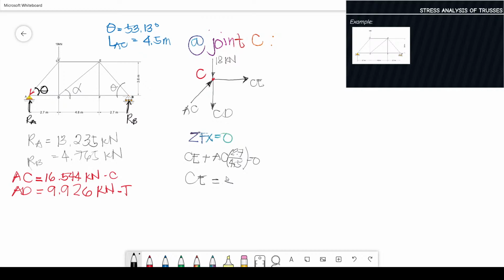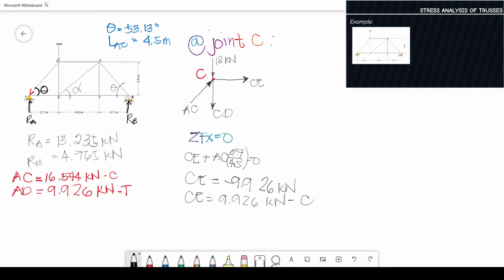Again, cosine theta is okay. CE, so that is negative. So this will be negative, meaning our assumption is wrong. What is the value of CE? 16.544 times 2.7 over 4.5. Again, it's much better if you use the store technique in the calculator. So that is negative, CE equals 9.926 kilonewton. This is tension, so it should actually be compression.